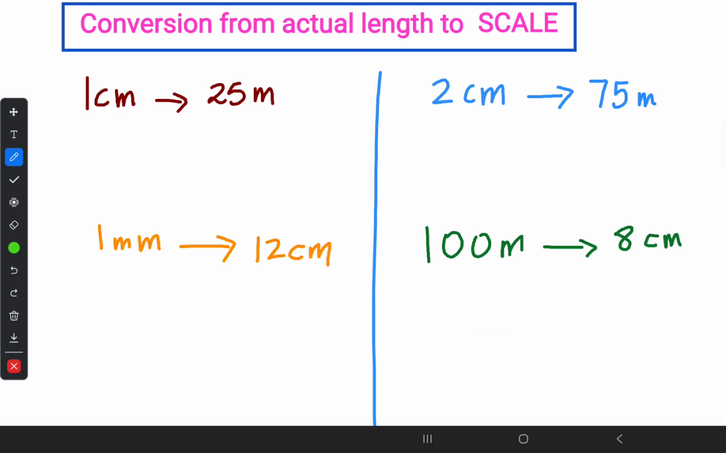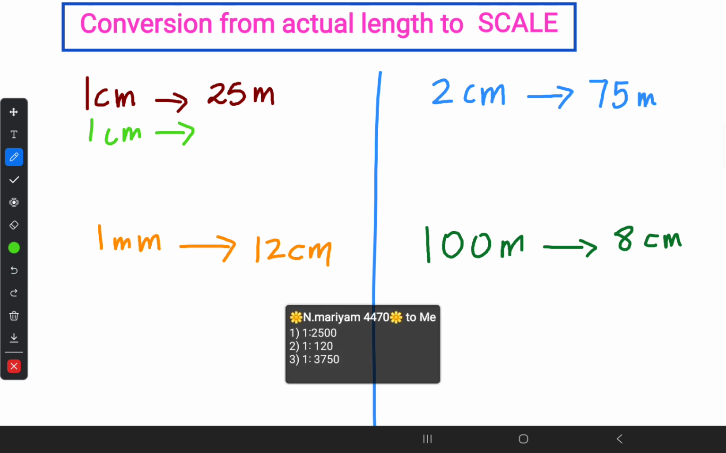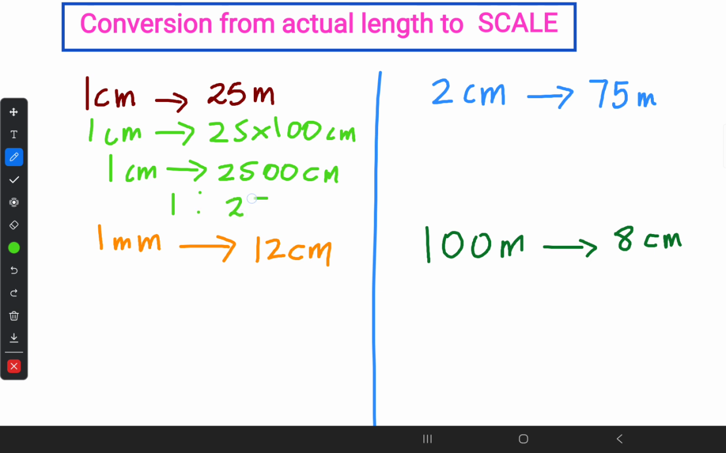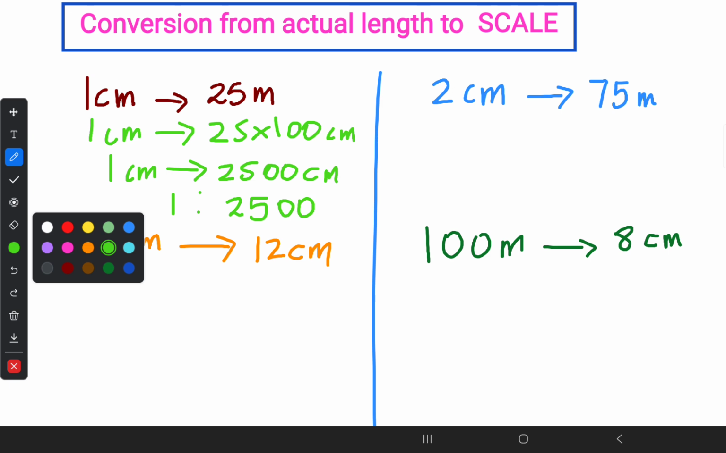1 centimeter, 25 meters. So, 1 centimeter would be 25 meters, to centimeter. Since it is centimeter, I want to make the other one also the identical unit. So 25 should be multiplied with 100 to convert that to centimeters. Identical units. 1 centimeter is denoting 2500 centimeters. So after unit conversion, the scale is 1:2500.